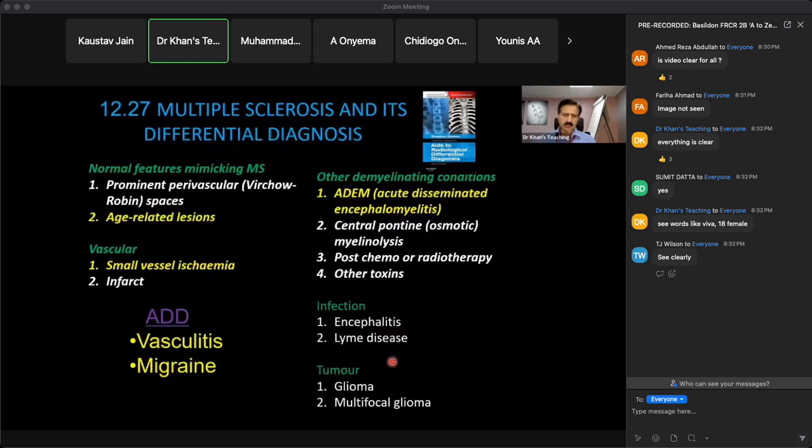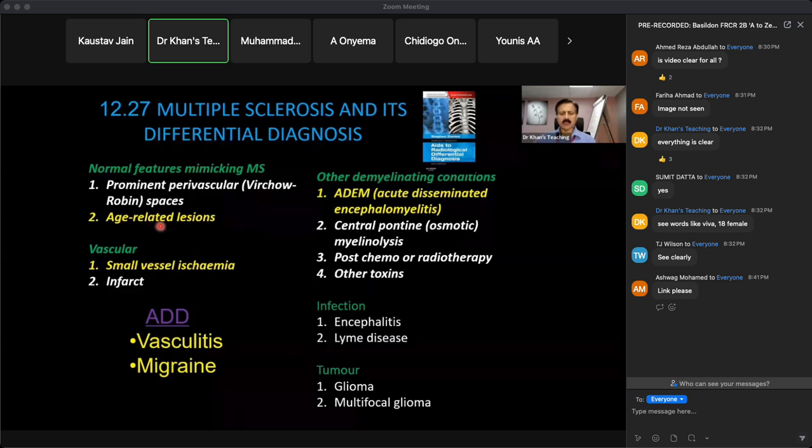This is a differential diagnosis which is from the previous edition of Chapman. So I'll build on this and we will go to the present edition then. According to this differential diagnosis, the differential diagnosis of MS includes vascular. So some of them are normal, mimicking MS, like age-related lesions. What is the relevant point, age-related lesions?